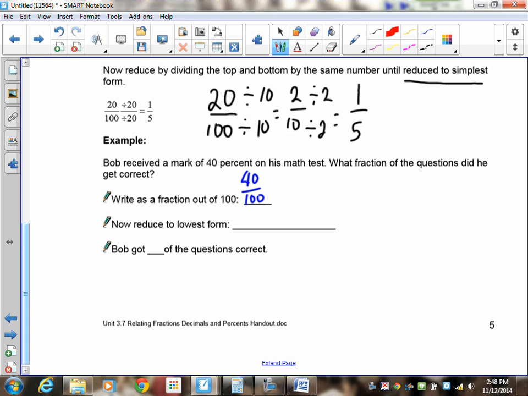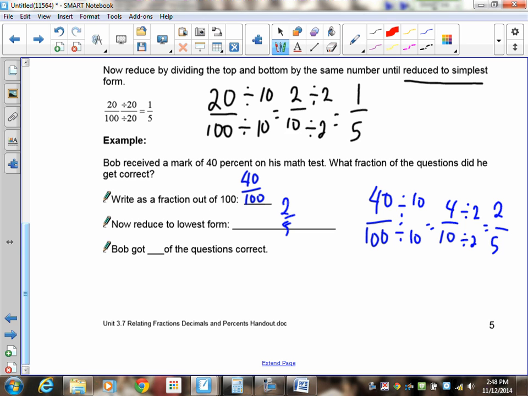Okay, so 40 out of 100. I'm going to move over here. 40 over 100. I'm going to divide by 10 because they both end in 0. That becomes 4 over 10. Okay. And now I can divide this by 2 because they're both even. 4 divided by 2 is 2. 10 divided by 2 is 5. So my lowest form is going to be 2/5. So, because it's a word problem, Bob got 2/5 of the questions correct.